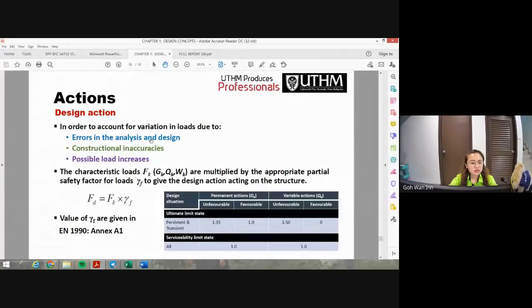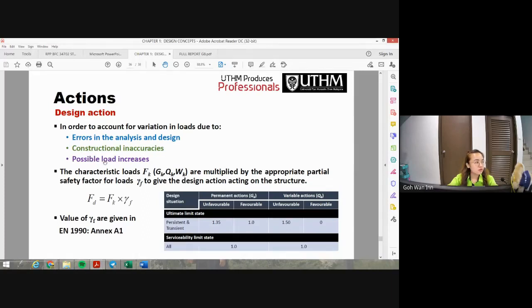So we will put in the safety factor, constructional inaccuracies, and possible load increase. When we do design, we need to consider these three things. Maybe we'll have some errors. Maybe we will have some constructional inaccuracy. This normally happens; you will not get 100% accuracy.